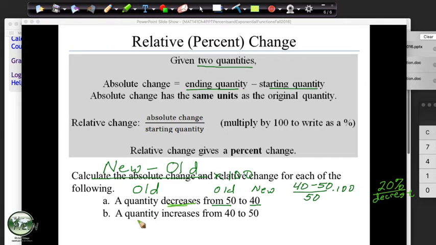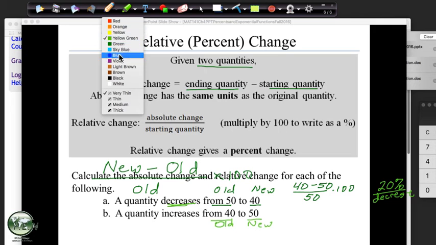Find the time. So when we have a quantity increase, again, from 40 to 50, now which one is the old and which one's the new? $40 is the old because that's what we came from. We went to 50, that's the new. A little bit darker. Let's go with blue this time.